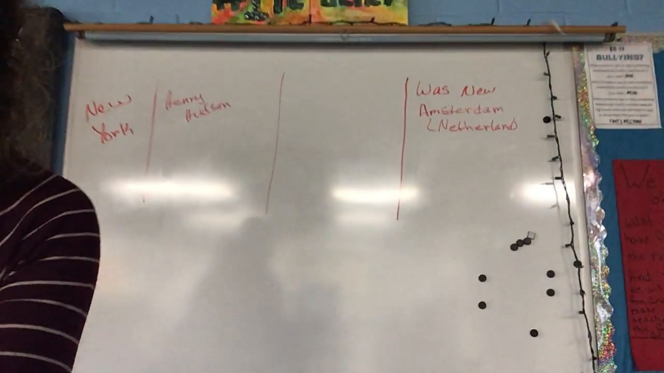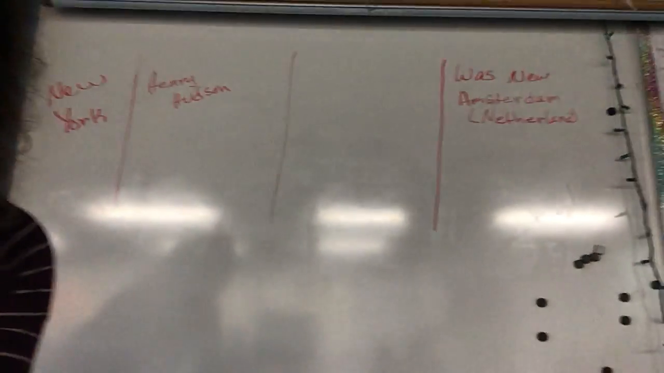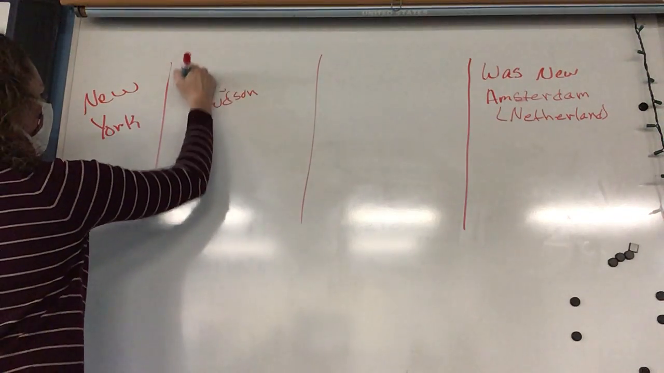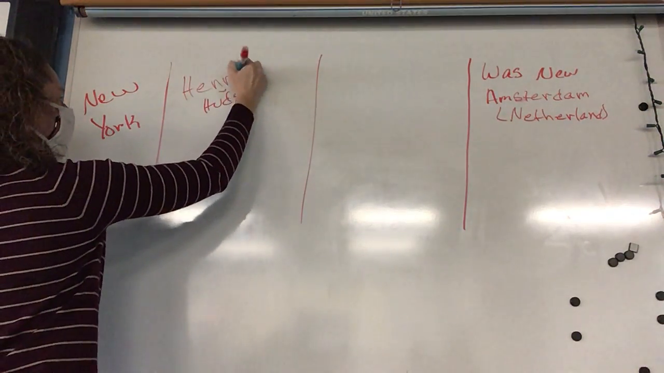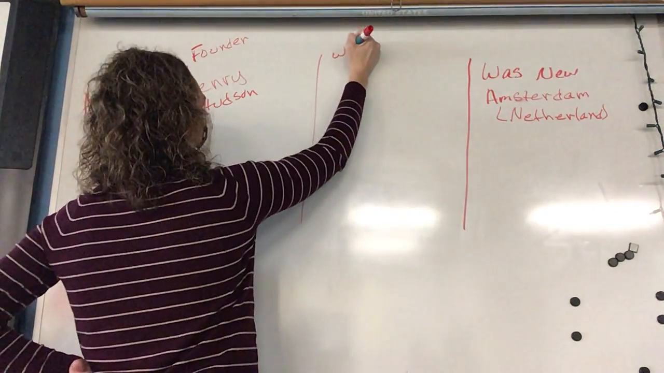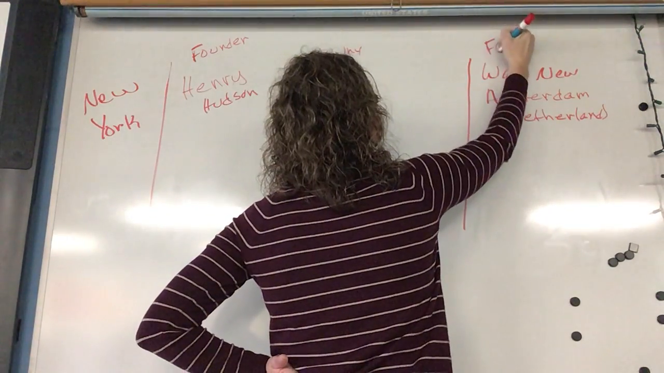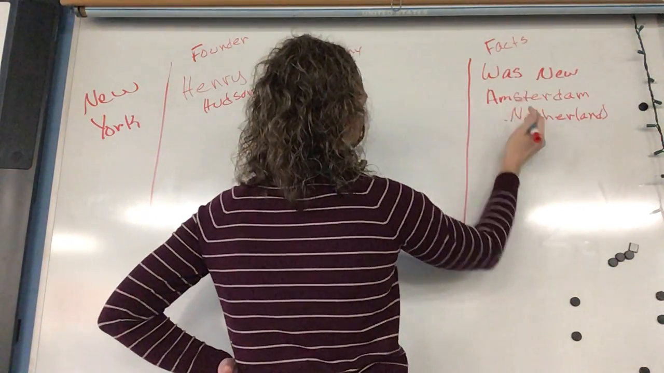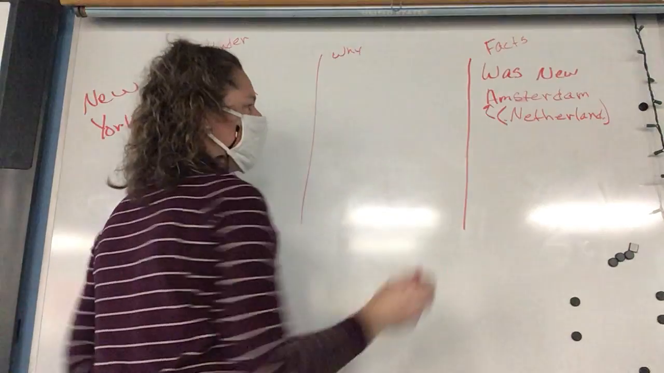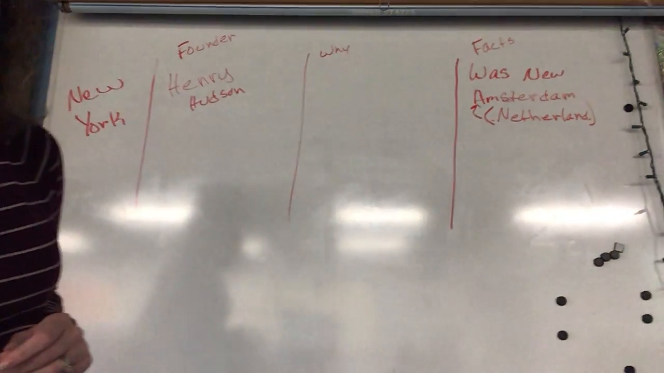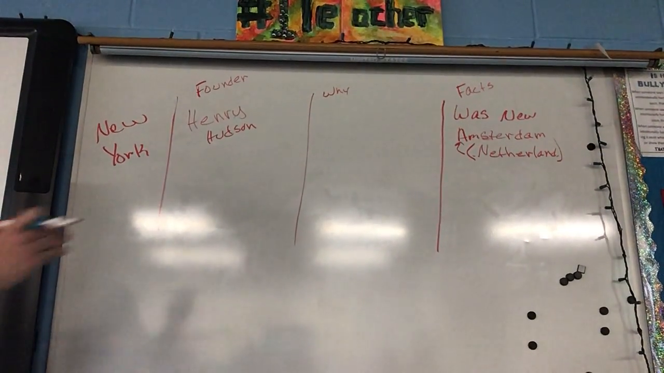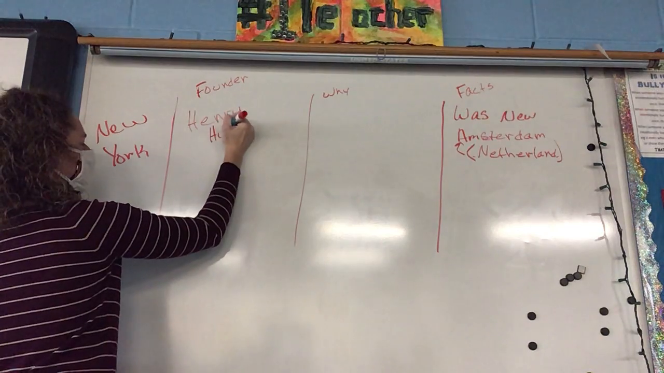You guys probably need to come closer here. Is that an L for the Netherlands? Henry Hudson. So this is founder, right? And then why founded, and other facts. No, this is a parentheses. So you want to know that New Amsterdam and New Netherland were kind of one and the same, you could say. This is Henry Hudson.